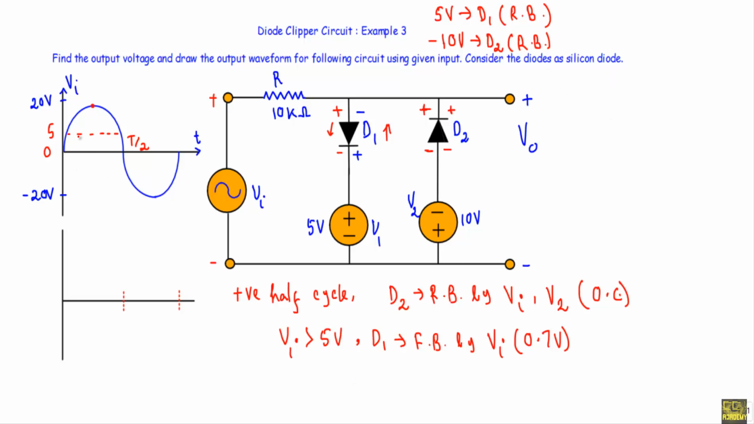Another case is possible when Vi is less than 5 volt. That means from this point to this point, Vi is less than 5 volt. When Vi will be less than 5 volt, the effect of this bias voltage will be greater than the input voltage Vi. As a result, you will see this bias voltage V1 will put the diode D1 in reverse bias.